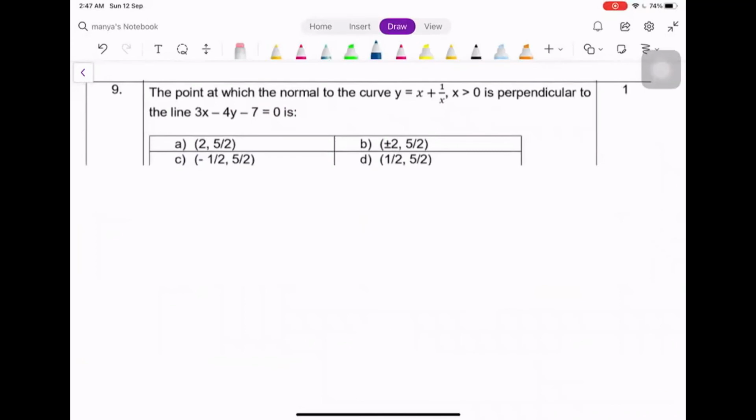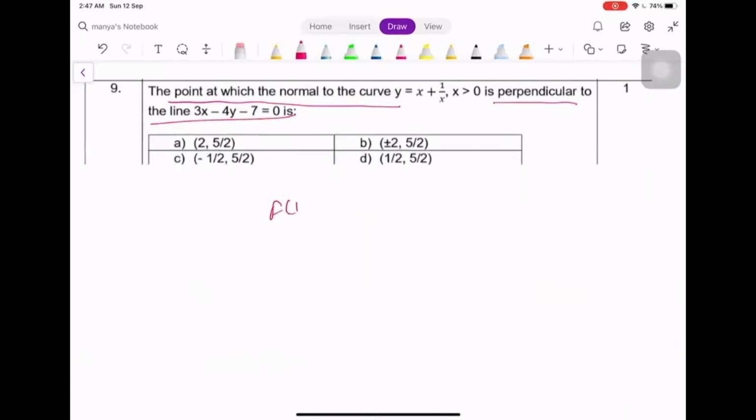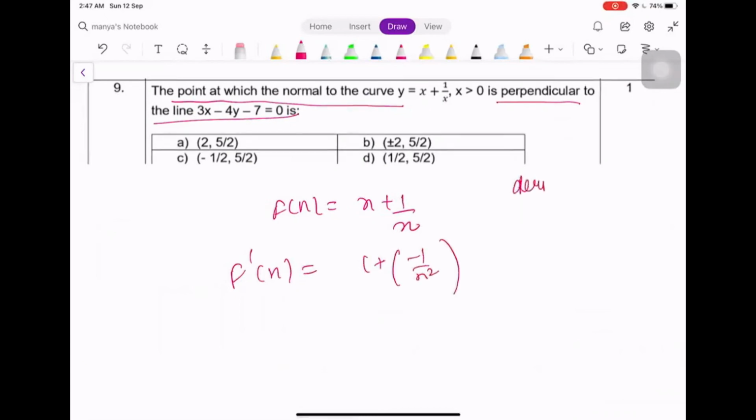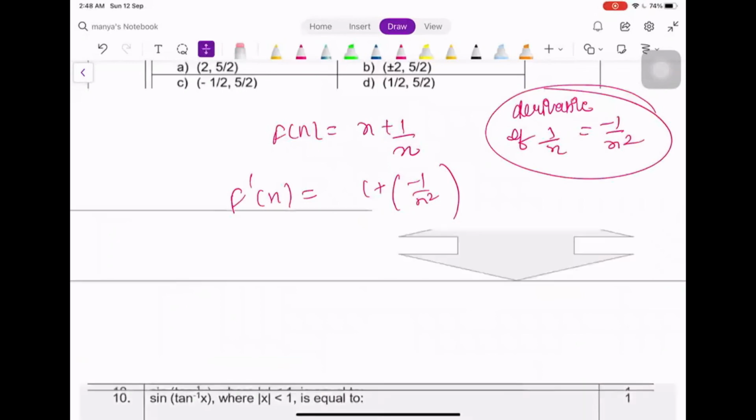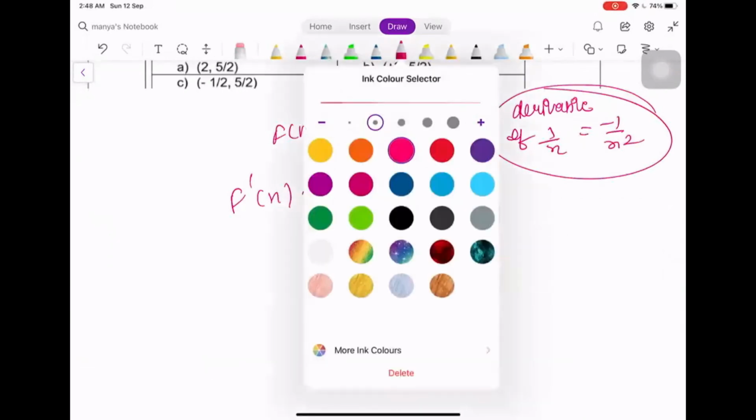Second last question of this video. It is given that the point at which the normal to the curve is perpendicular to the line. The curve is f(x) equal to x plus 1 upon x. So f'(x) would be equal to 1 minus 1 upon x square. Derivative of 1 upon x is minus 1 upon x square. Why? You all should know this. If you don't know, please write it somewhere and remember it for future reference.